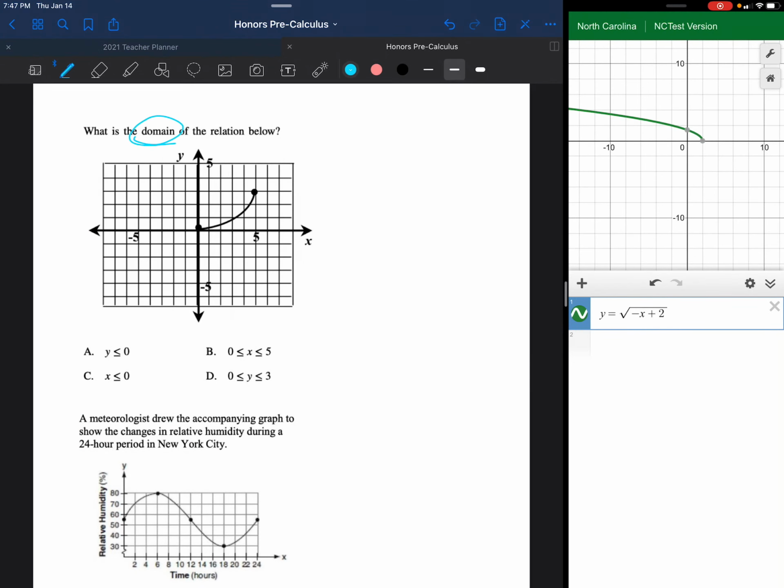All right, so this one asked me for the domain. So the domain are my x values, and we're going to read that from left to right. All right, so we're looking at this x value is 0, and it's going to go to that x value of 5. And there's stuff in between here, but everything is defined. So we're going from 0 to 5.